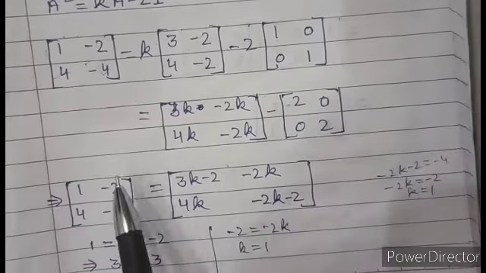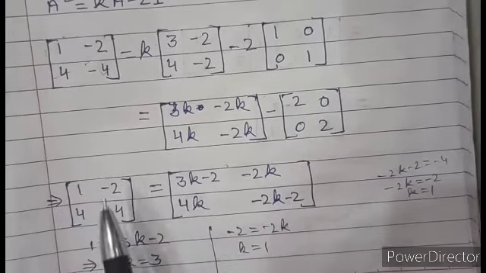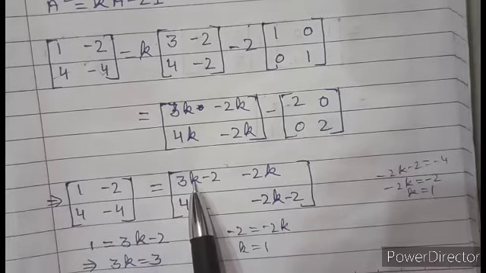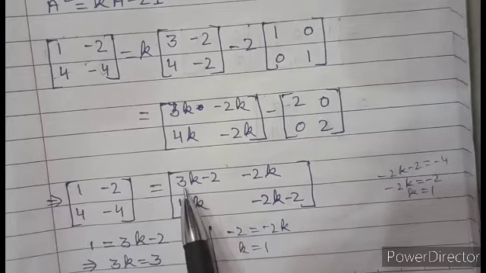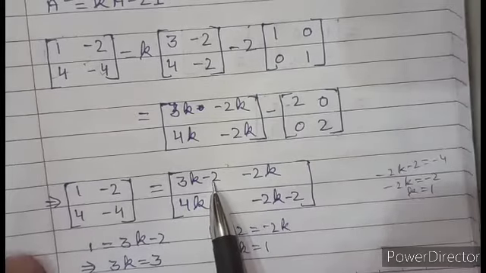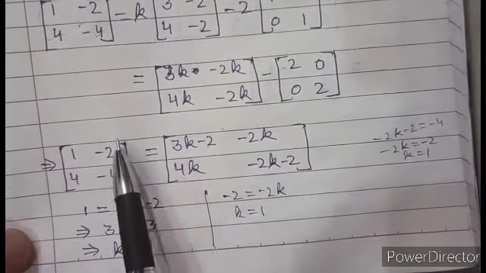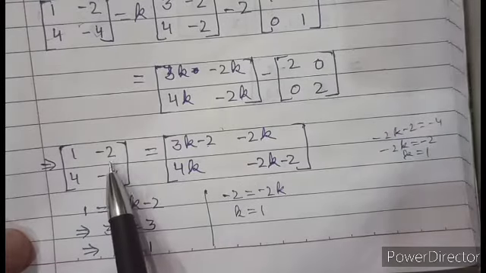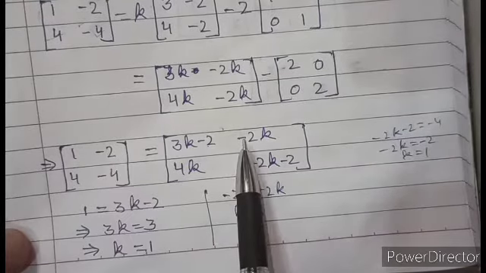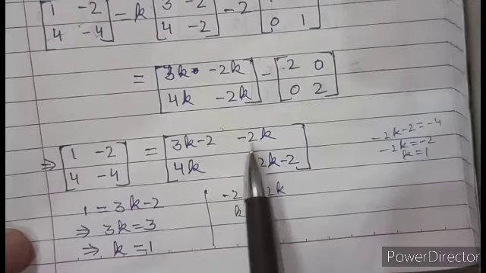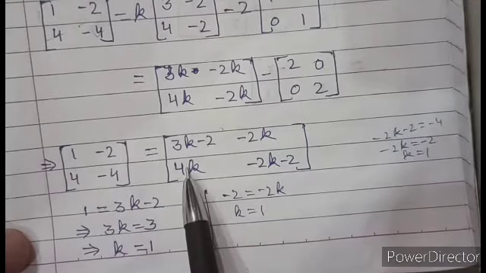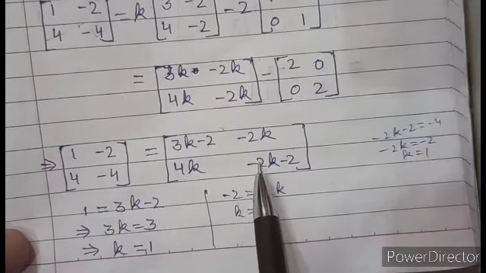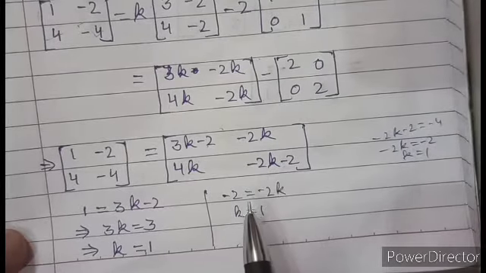Now these two matrices are equal, and if two matrices are equal, then their corresponding elements should be equal. That means 1 will be equal to 3k minus 2, and that is giving us the result as k equal to 1. Now other elements will also give us the same result: minus 2 equal to minus 2k will also give us k equal to 1. 4 equal to 4k is giving us k equal to 1, and similarly minus 4 equal to minus 2k minus 2 will also give us the value as 1.